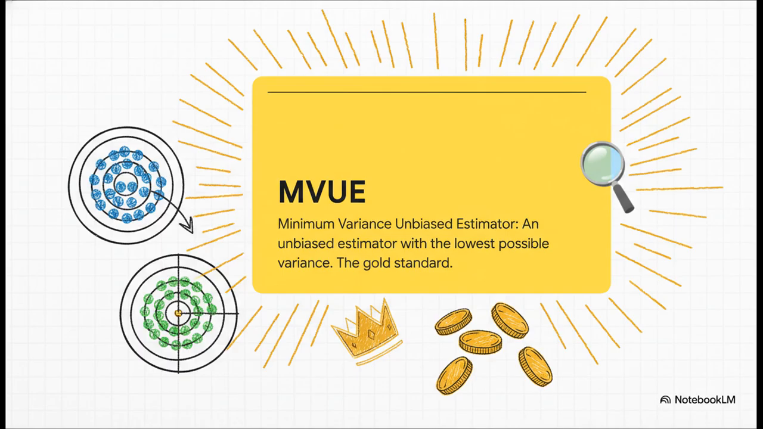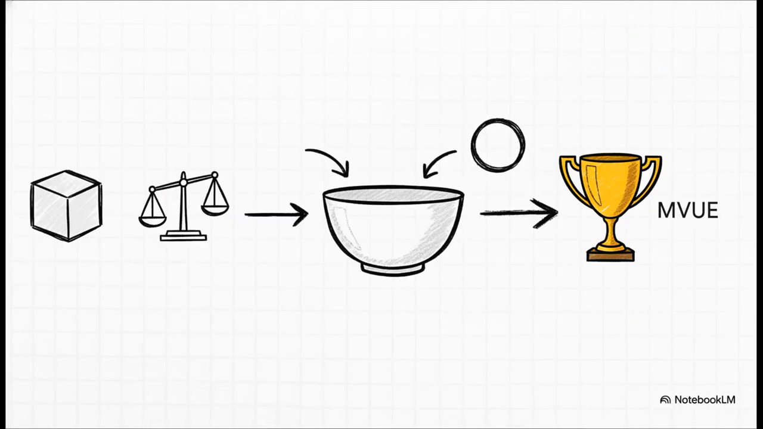You can think of it as the holy grail of estimation. Unbiased just means that, on average, your guess hits the bullseye. It doesn't consistently guess too high or too low. And minimum variance means it's the most precise estimate you can get. Your guesses are all tightly clustered together. It's the gold standard. So how do we find this thing?